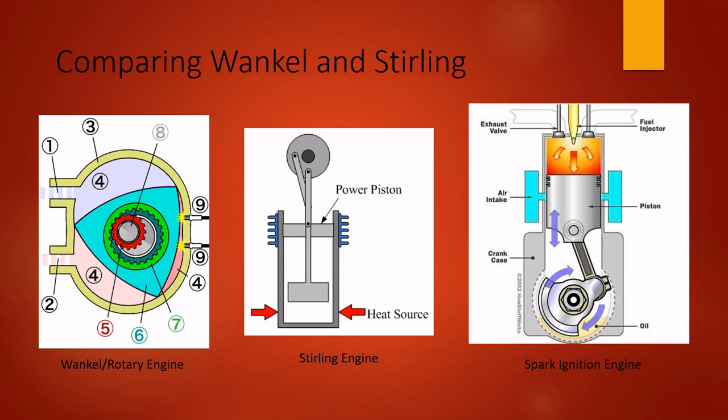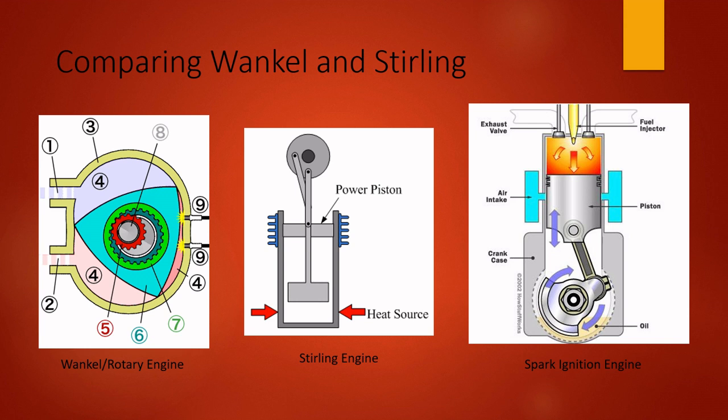Both the Wankel and Stirling engine are quite different from your average internal combustion engine. When comparing the Wankel engine with an average internal combustion engine, a Wankel engine has fewer parts, with only the rotors, casing, and output shaft, compared to the many parts of a standard internal combustion engine. Another difference is that Wankel or rotary engines run much smoother than normal internal combustion engines because the rotor is always spinning in the same direction and not constantly changing directions like the pistons in a normal engine would.